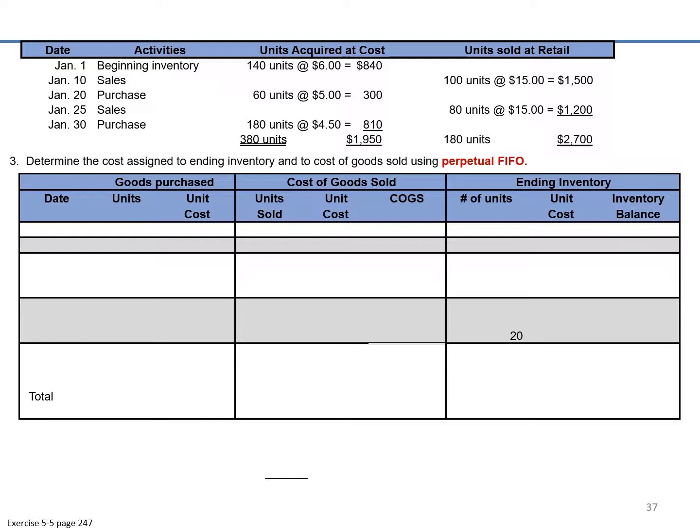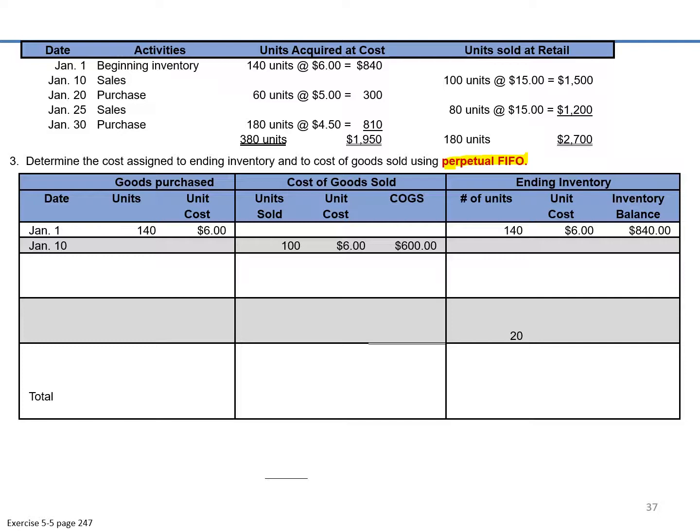Okay, so if we're going to determine the cost assigned to ending inventory and to cost of goods sold using perpetual FIFO, we're going to start with our January 1st, 140 units at a cost of $6. So we have ending inventory, 140 units, cost of $6, or $840 total. Then on January 10th, we're going to sell 100 units. Under the FIFO method, we're going to sell 100 units from our beginning inventory at a cost of $6 each, or $600 total cost of goods sold.